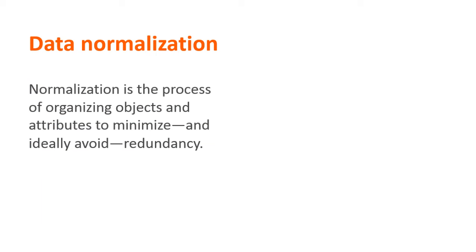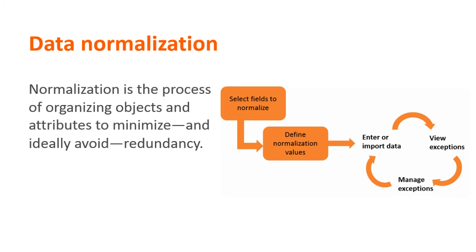Data can sometimes be inconsistent and inaccurate. Normalization is the process of organizing objects and attributes to minimize and ideally avoid redundancy. The normalization process is especially useful to drive consistency in data that is imported on an ongoing basis from external sources such as spreadsheets and discovery tools.